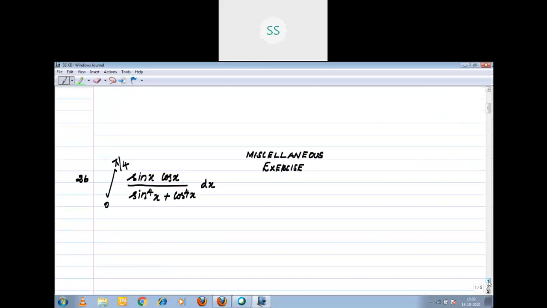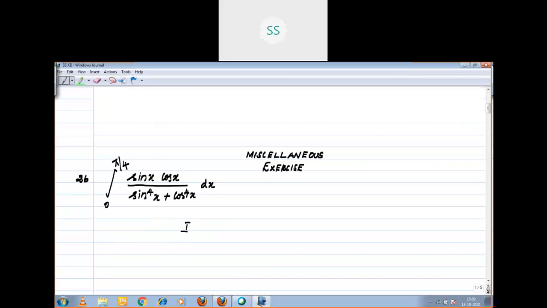Today I am going to teach you miscellaneous exercise question number 26: the integral from 0 to pi by 4 of sin x cos x divided by sin power 4x plus cos power 4x, dx. The given integrand we cannot integrate directly, so we are going to assume sin square x equal to t. That means you are adopting substitution, right? After substitution, you are going to convert the integral into standard form. Once you convert it into the standard form, we can integrate under the proper limit. Got it, children?